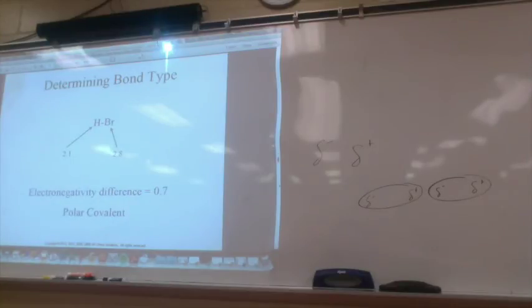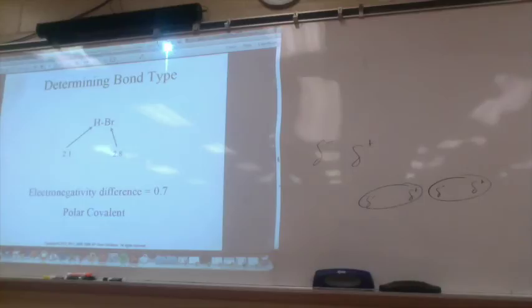HBr, the difference there is 0.7. We call that polar, yes. Whenever we do these, they're going to give us a number. You will never get numbers. Never. Nope. You just have to look at them. And the general rule is if it's not the same, it's going to be polar covalent. Where are these numbers coming from? There's actually tables with values on them that you can look up. I'm just giving them to you.